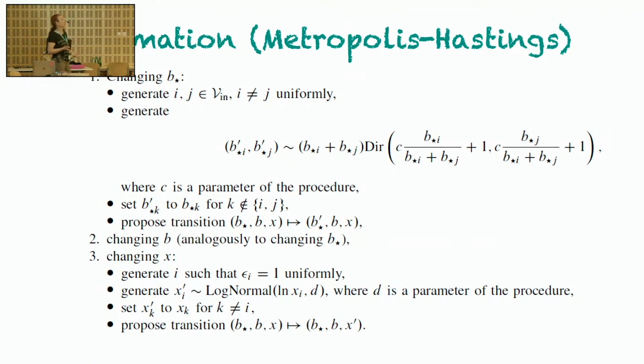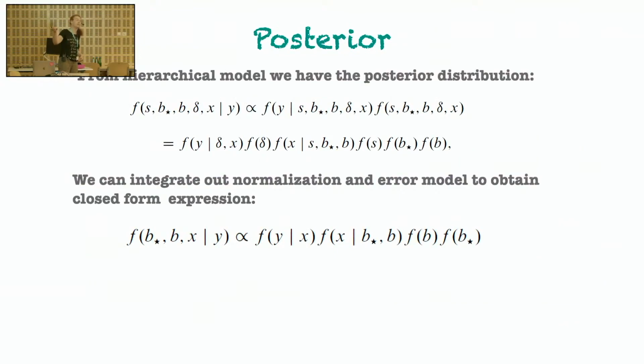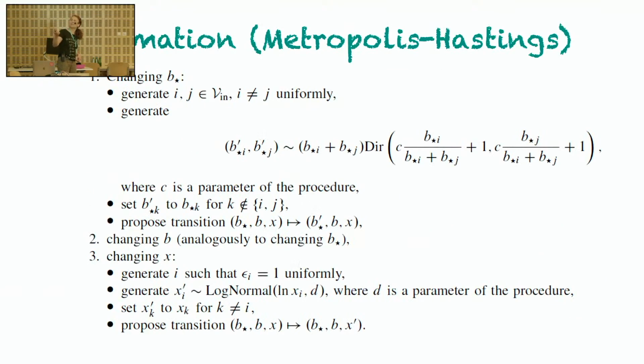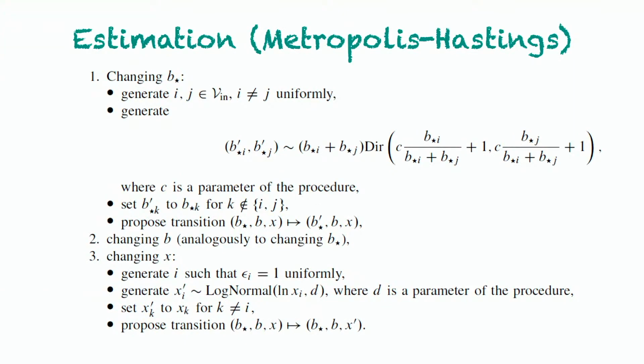So it means that we estimate the posterior with the Metropolis Hastings procedure. We just sample from the posterior distribution this triple, updating in every step according to the closed form formula of this distribution. I don't want to go into details of this, but it's a standard way, because I didn't put the closed form distribution for those B star and X.